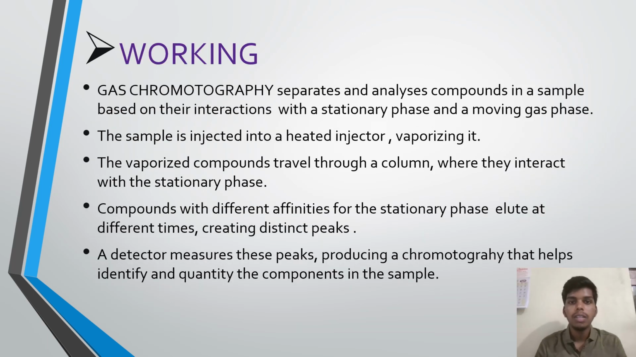Working. Gas chromatography separates and analyzes compounds in a sample based on their interactions with a stationary phase and a moving gas phase. The sample is injected into a heated injector, vaporizing it. The vaporized compounds travel through a column where they interact with the stationary phase. Compounds with different affinities for the stationary phase elute at different times, creating distinct peaks. The detector measures these peaks, producing a chromatogram that helps identify and quantify the components in the sample.